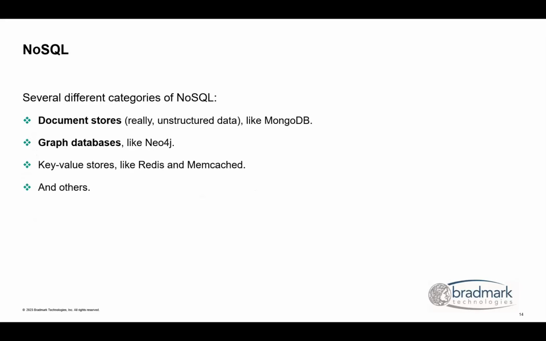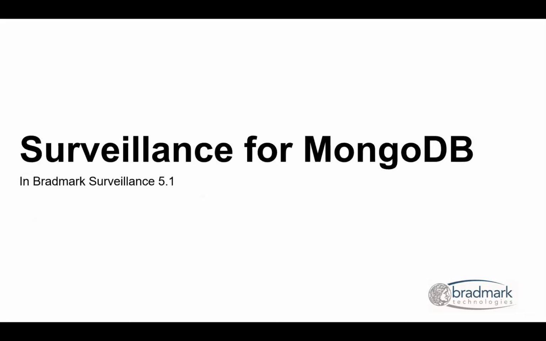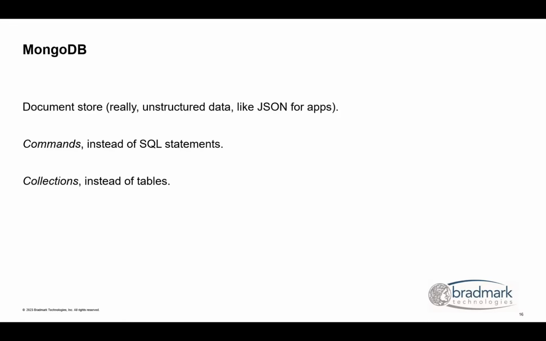Now, of course, there are several different categories of NoSQL. Document stores is what MongoDB is, and that includes unstructured data like JSON and things like that. We have the graph databases like Neo4j and other types of NoSQL databases as well. But today, of course, we'll be talking about MongoDB. And surveillance for MongoDB has been monitoring for a while now.